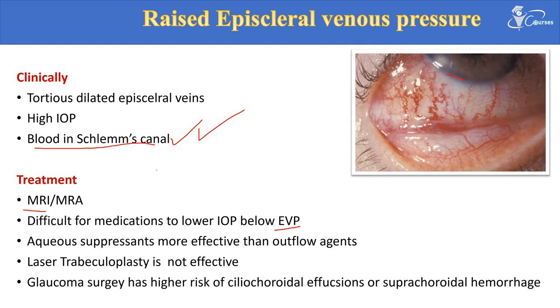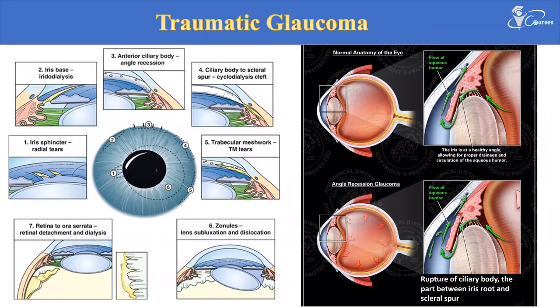Let's now move to another topic, which is the traumatic glaucomas. This is the normal outflow of the eye. You can see that the aqueous is secreted by the ciliary process through the pupil from the posterior chamber to the anterior chamber, to then drain through the trabecular meshwork.